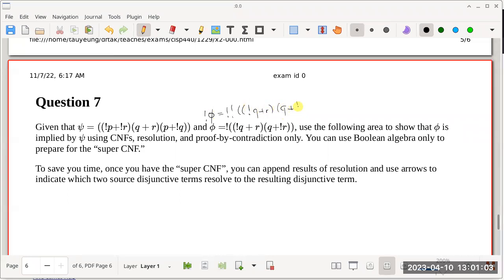I thought it's already negated. Okay. Yeah, so this cancels out. So not phi is automatically a CNF already. So the first negation is part of phi? Yeah. Okay. Yep. So now that you have a super CNF, it's just time to do resolution.